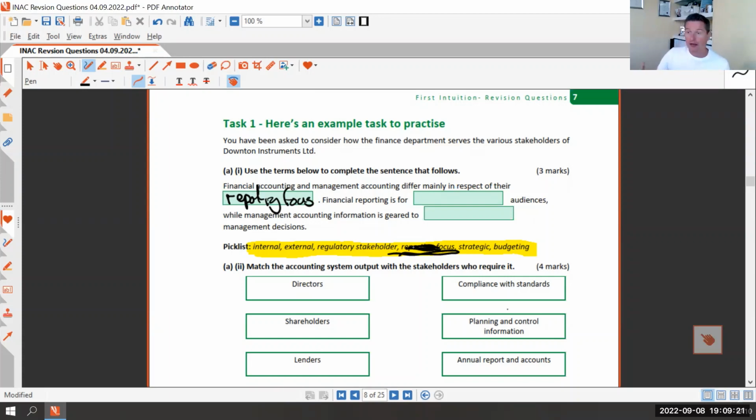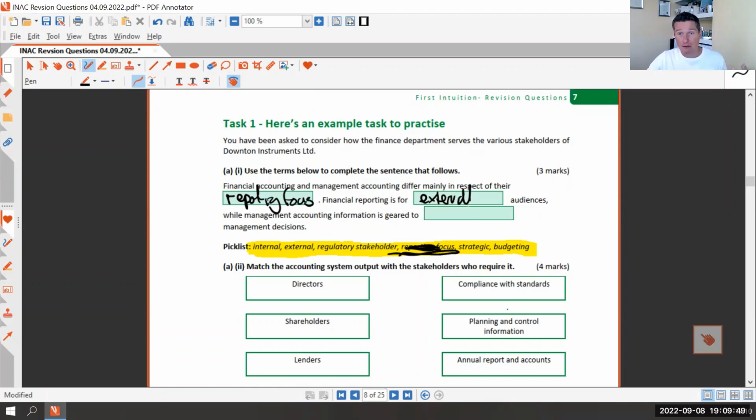So financial reporting, that is doing financial accounts, the ones that go to Companies House, the ones that go to HMRC, that might go on your website if you want to do that. If you're a big company, sometimes you put your accounts on a website, which by that logic means it's going outside of the business. So this is for external audiences. Employees can see them, customers can see them.